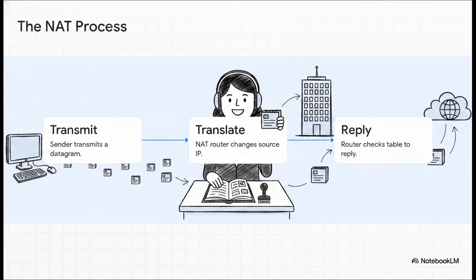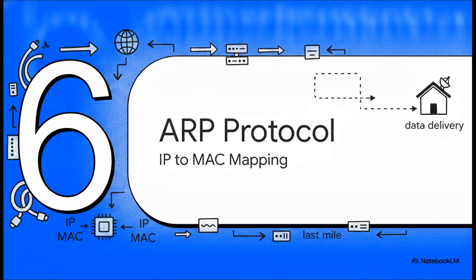Later, when the website replies to the public address, the receptionist checks the ledger, sees the reply is actually for you, and quietly forwards it to your private desk extension. It's brilliant. It seamlessly allows dozens of private devices to share one single public face. And finally, part 6, ARP, bridging the gap from IP to MAC.